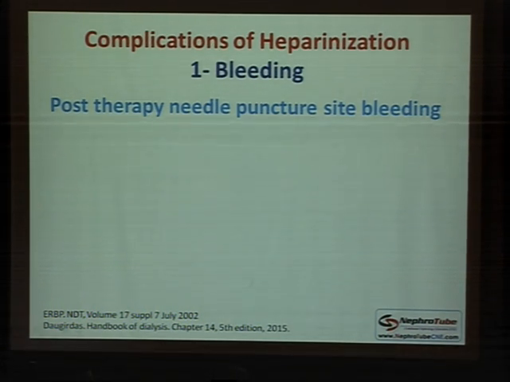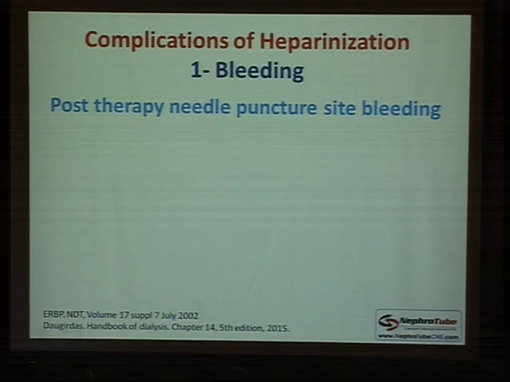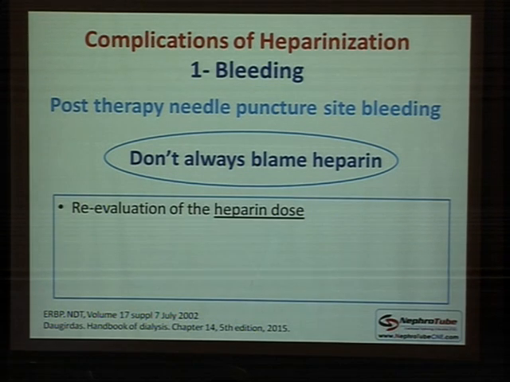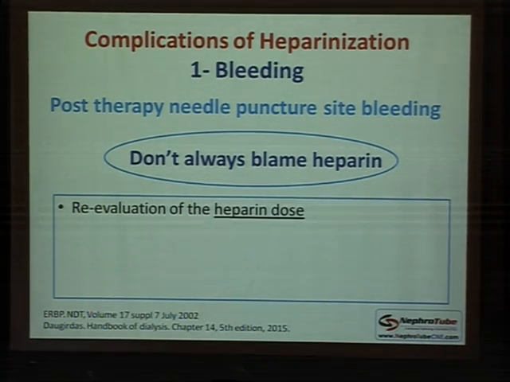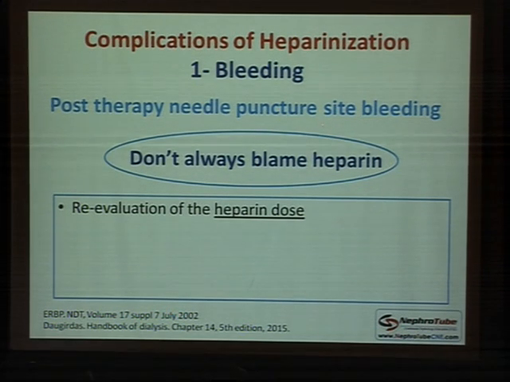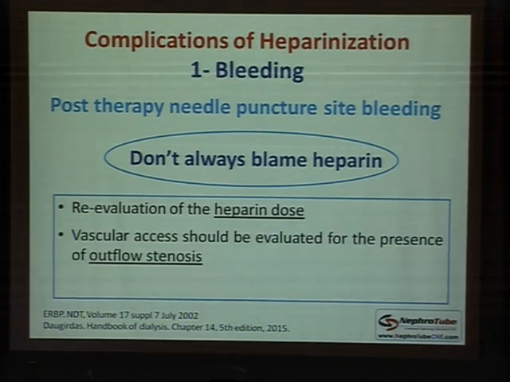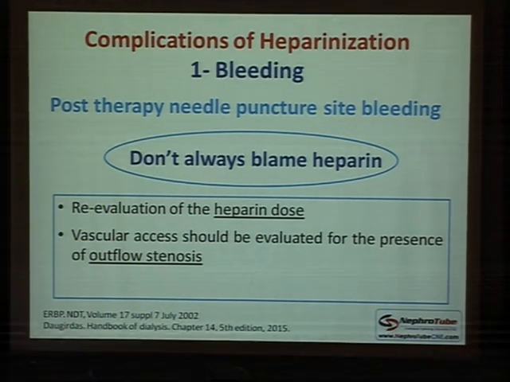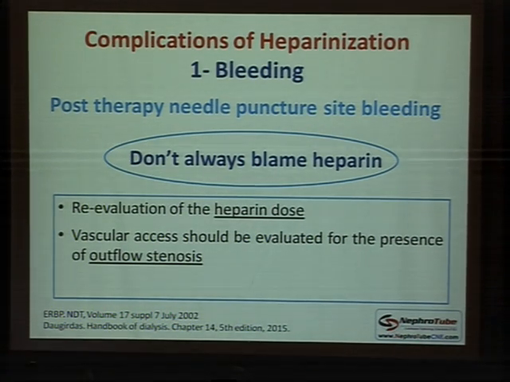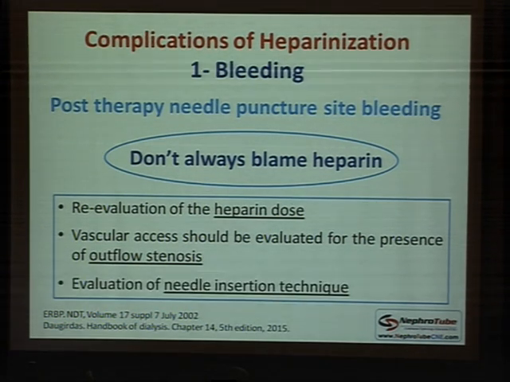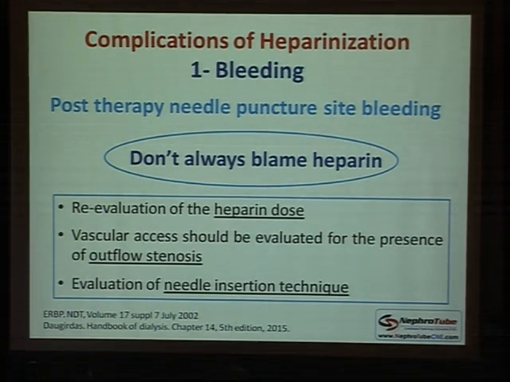After you remove the needle from your patient after the hemodialysis, you have continuous bleeding which is prolonged. Many of us assume it is because the patient had an overdose of heparin during the dialysis session, but again, don't always blame heparin, because there are many other important and common causes of the same presentation. Yes, you have to evaluate your heparin dose, but don't forget that outflow stenosis of the vascular access is one of the most common causes of post-therapy needle puncture site bleeding due to high pressure, which delays the occlusion of the needle. And again, evaluate your nursing needle insertion technique.